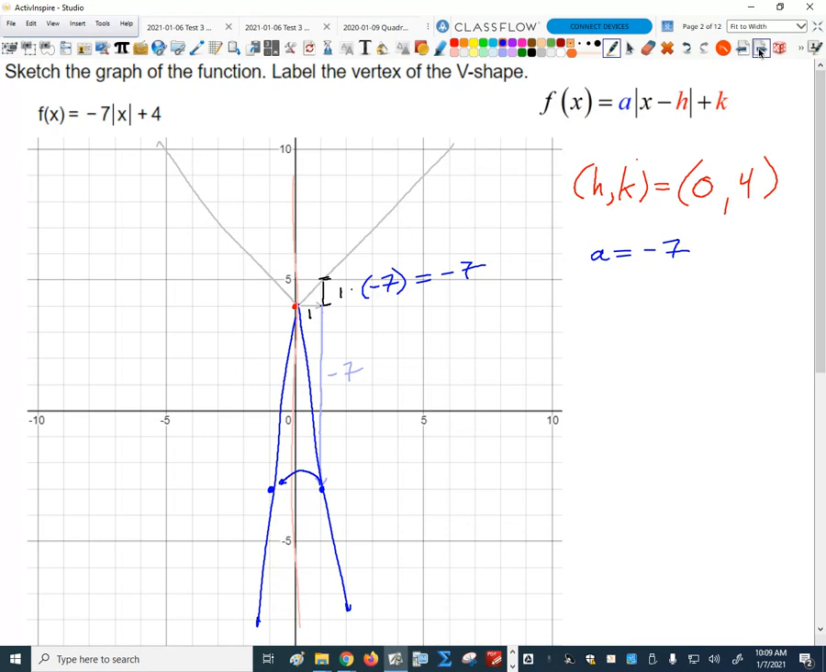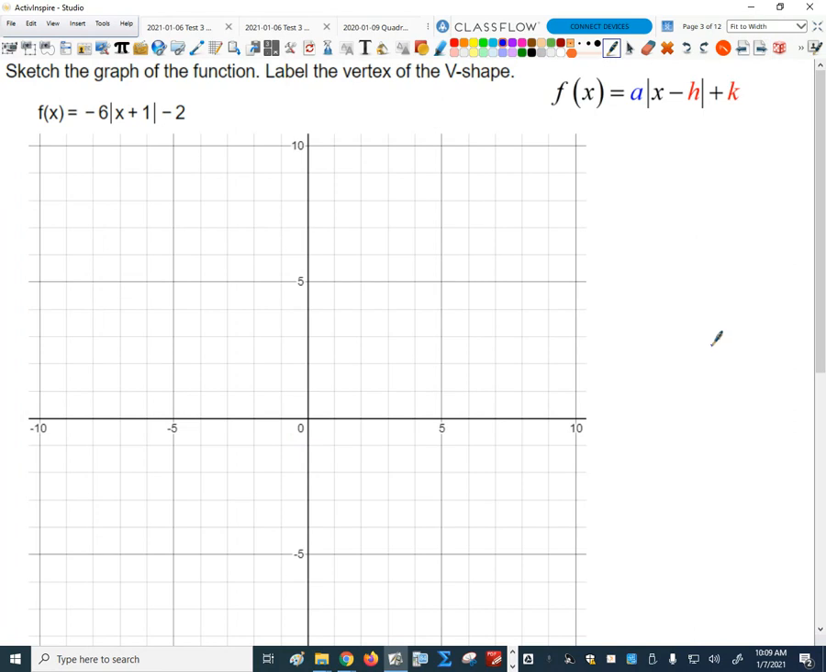Okay, good. Thank you. All right, let's try one more. How about this one? Andrew Saxton, what are the values of H and K for this one? H and K and A. Tell me all 3 of them. A is -6. Okay. H is -1. And K is -2. There you go. Good.